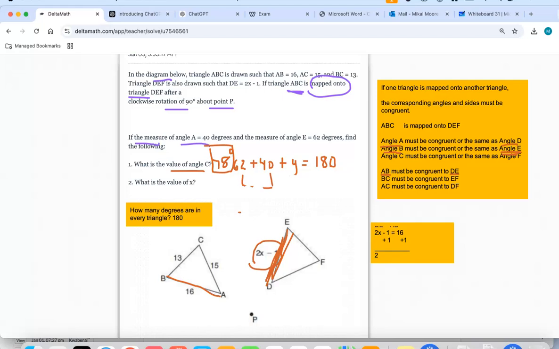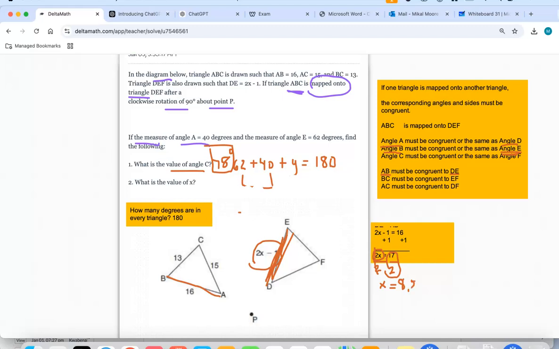So this is going to be 2x is equal to 17. And then at this point, we're going to divide by 2 on both sides. Why are we dividing by 2? Because this is multiplication. 2x is 2 times x. So we're going to do the opposite of that, which is division. This is going to cancel out, and x is going to be equal to 17 divided by 2, and that's going to be 8.5.